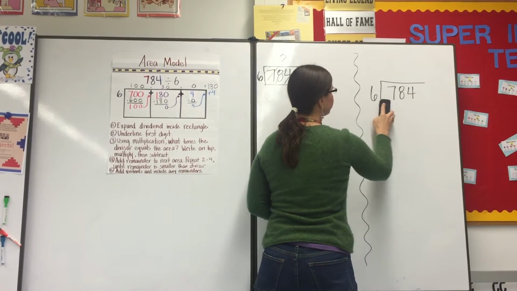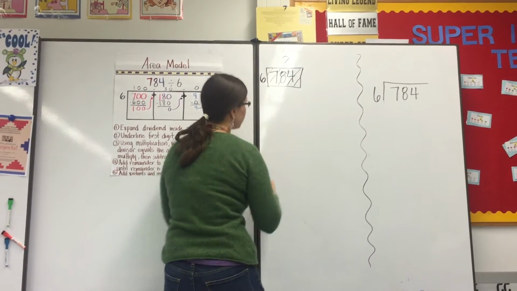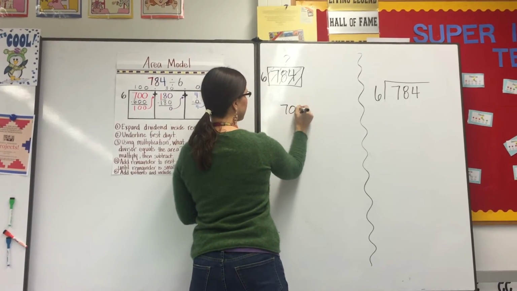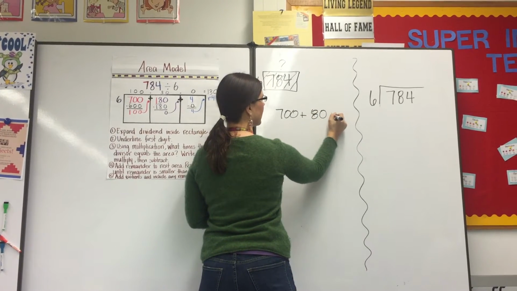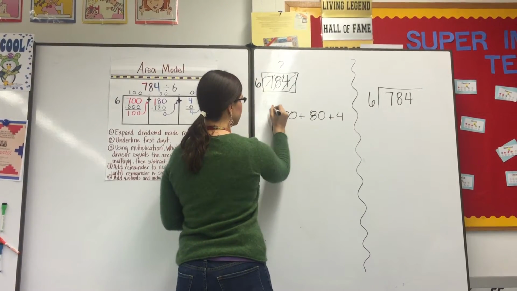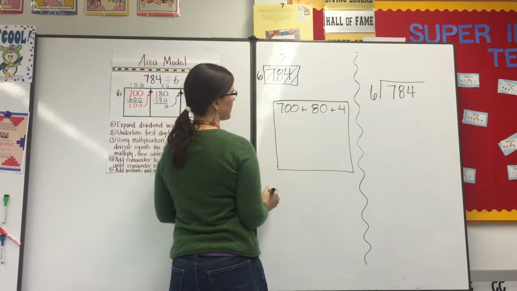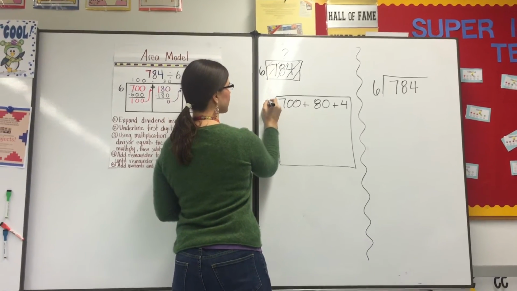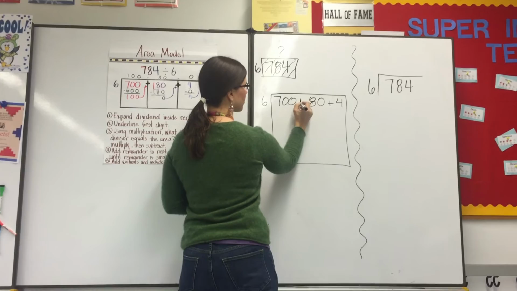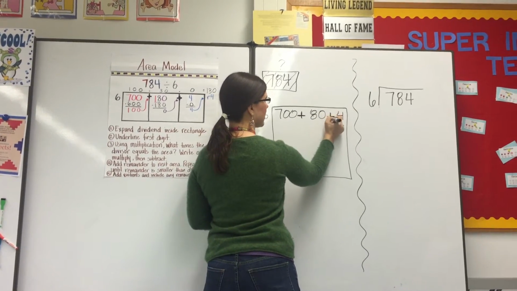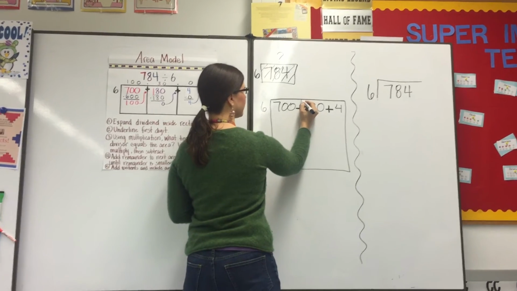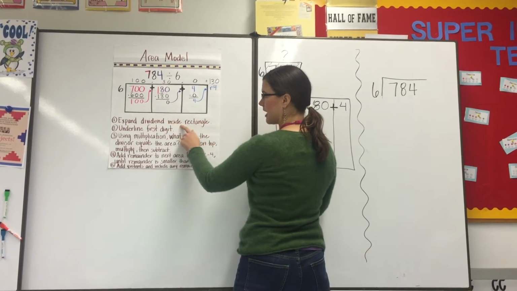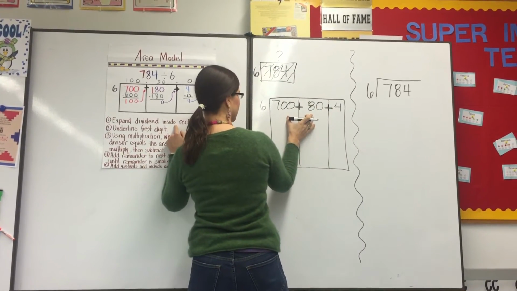So what we do in the area model is we stretch out our number into place values. So 700 plus 80 plus 4. And we put that into a rectangle to be our area. So this is equal to this, it just looks different. And one of our factors is 6. Wherever you have an addition sign, and this is the same from our multiplication area model that we did a few weeks ago, we put a line. So my first step is to expand the dividend inside the rectangle, and that's what I've done.